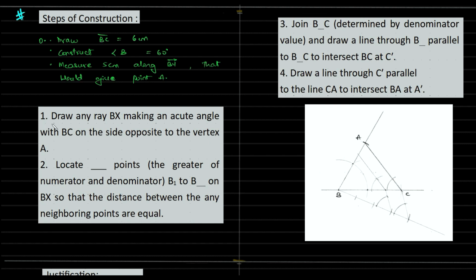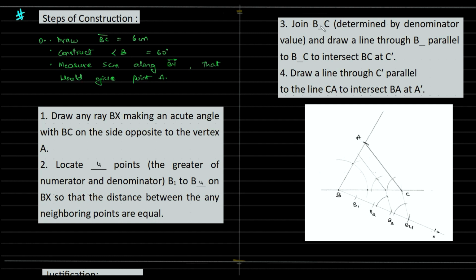And then the second step would be this. Draw a ray BX. So that would be BX. Make an acute angle with BC, and so on. Locate 4 points, because the numerator and denominator has the maximum number that is 4. So B1 to B4 has to be marked. So that would be B1, B2, B3 and B4.